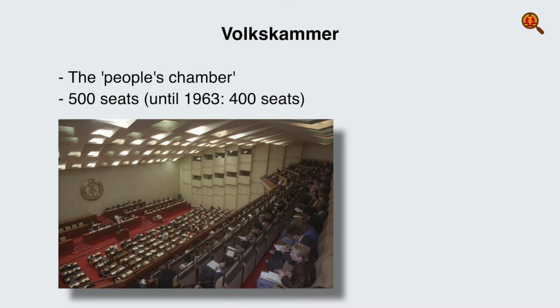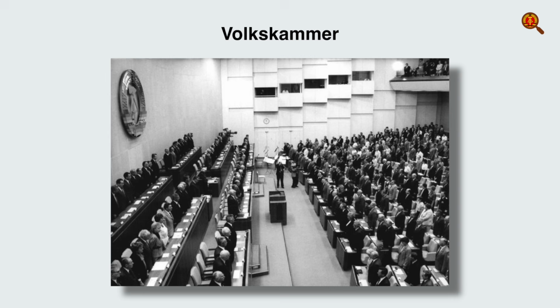The East German parliament was called the Volkskammer, the People's Chamber. It had 500 seats. The number of seats for each party in the Volkskammer was predetermined in advance and could not be changed by the elections that took place once every 4 or 5 years.